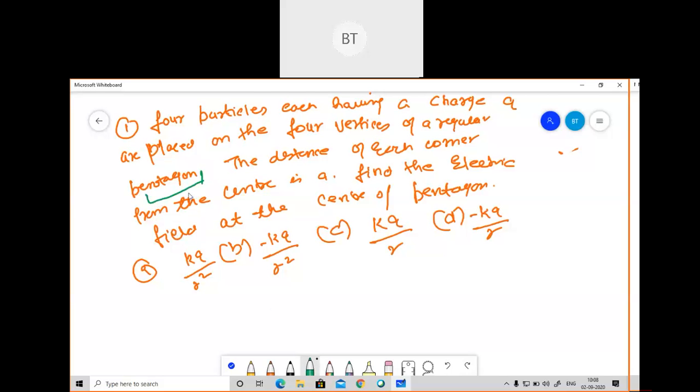So what will be the electric field at the middle point, at the center of the pentagon? Please try from your side and give me the option in the comment box. Whatever option you are feeling, give me that. I'm expecting from everybody. I'll give you one minute, because this is a less than 1 minute question. If you think you'll get it in less than 1 minute, please think and tell me the answer you are expecting.